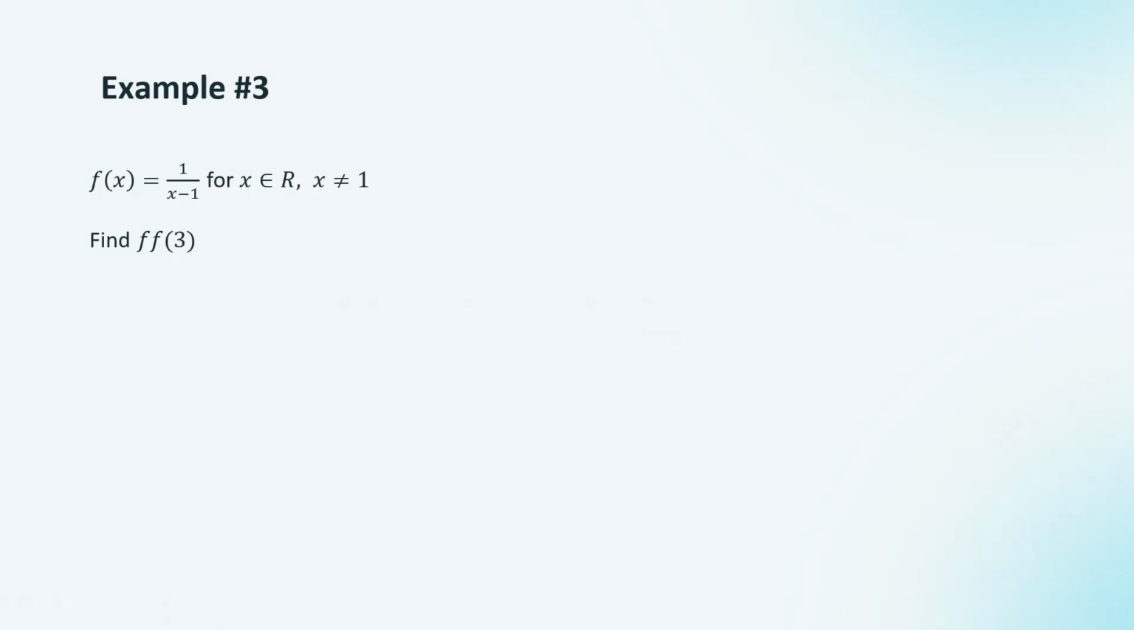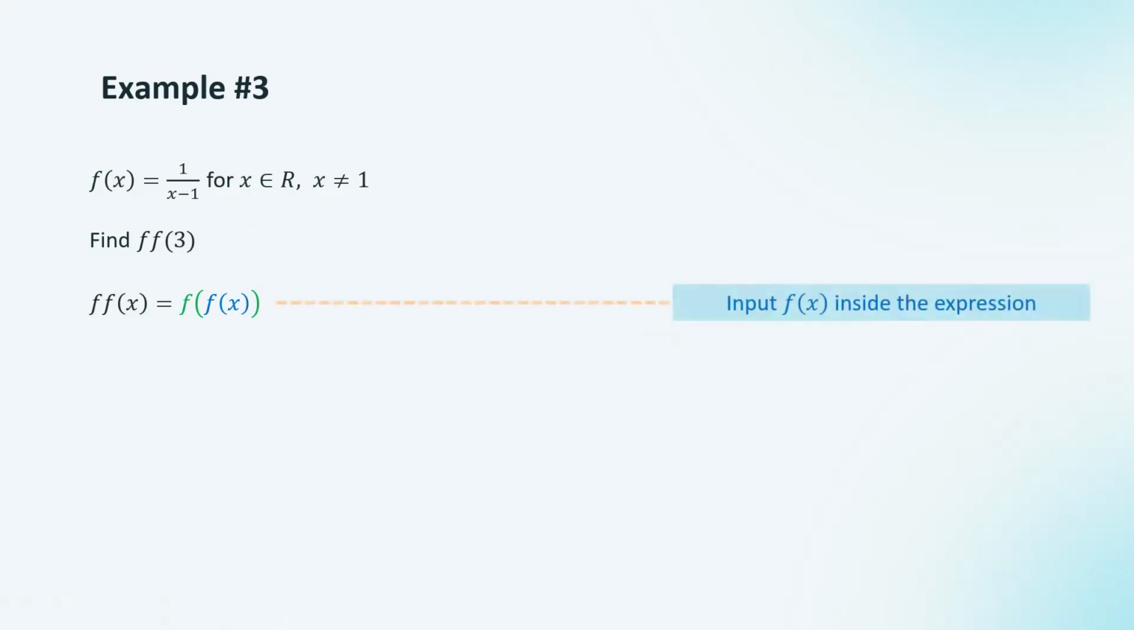So what is f(f(3))? First, we need to know what is f(f(x)). f(f(x)) is technically the function f with f(x) as the input. So it's the same function inside the same function. It's a bit weird, but this kind of function exists. Right, the first step that we can do to solve this, we can try to input the expression of f(x). So it's going to look like this.